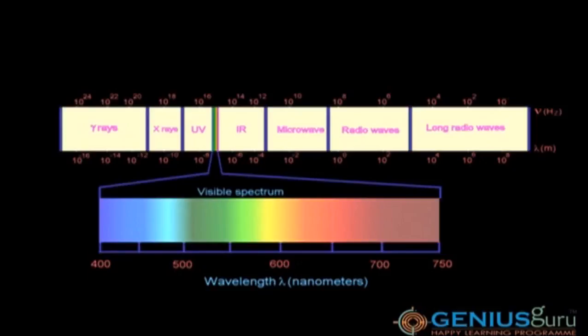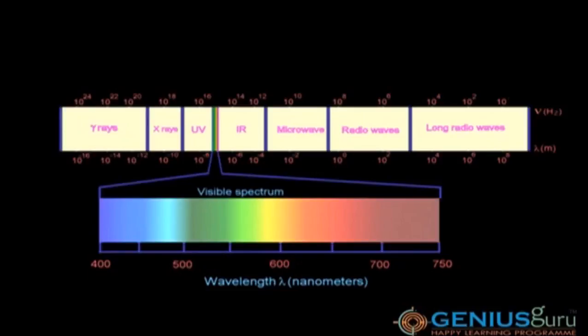So look at this. Gamma rays have 10 power minus 16 as the wavelength. That means very small. When the wavelength is small, it has higher energy. Now coming to the long radio waves, these have wavelength 10 power 8. So therefore, these have less energy.